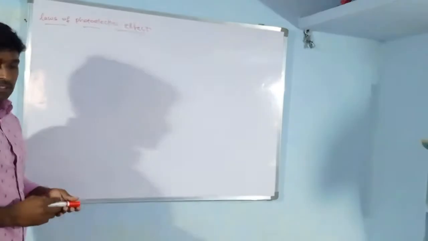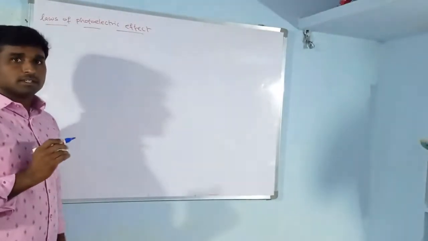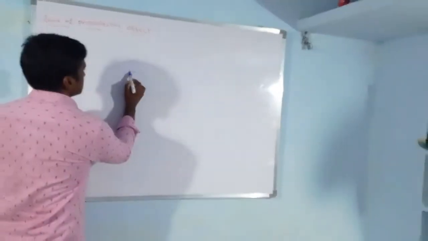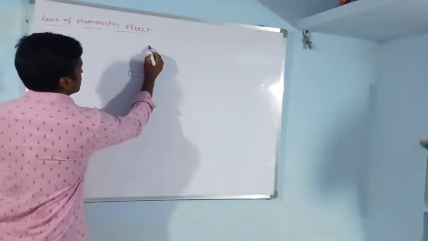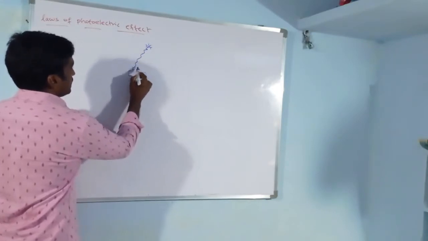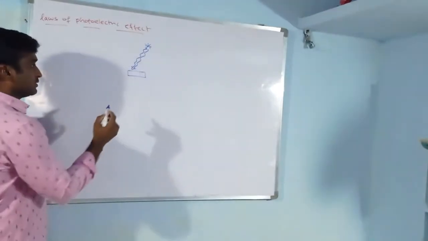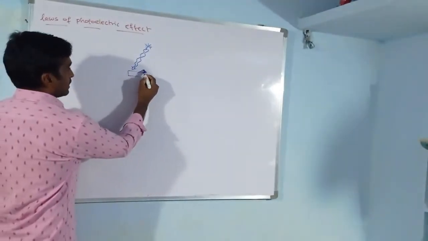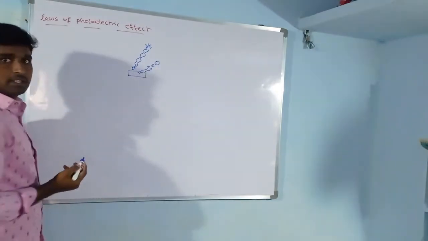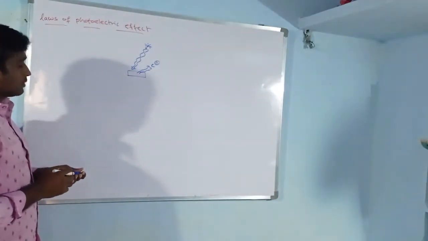So what is the photoelectric effect? When light is incident on a metal surface, electrons inside the metal surface are ejected. This effect is called the photoelectric effect. Let us see some of the laws of the photoelectric effect.